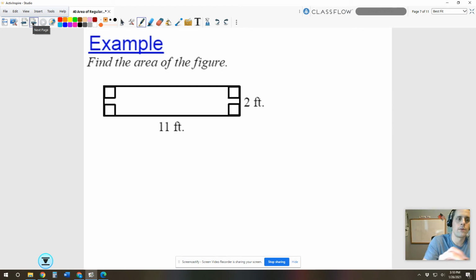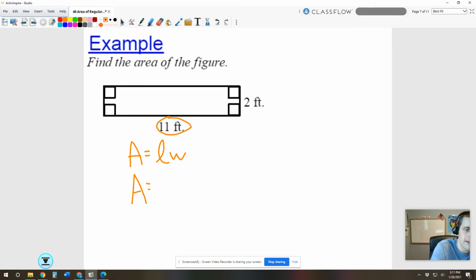On our screen, we're dealing with a rectangle, so just like before, our first step is to write down the appropriate formula for the shape. So for a rectangle, area equals length times width. Now we're going to substitute our values into our formula. The length of our rectangle is right here. That is 11 feet. So 11 will go in for L.